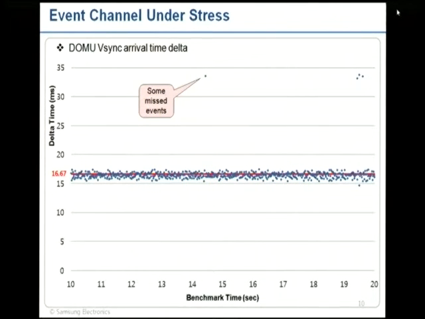This diagram shows the event channels, the inter-domain events for vSync interrupt, which fires every 16.6 milliseconds. If you see, when the stress is very high, we lose some events, which makes us lose some packets, bringing down the performance.